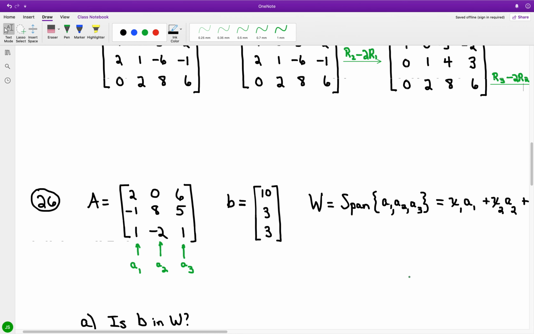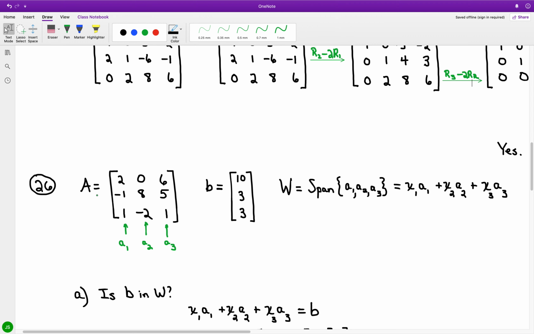Okay, now for what we have in number 26, we have a column vector B, where we have 10, 3, and 3. And we have A, a matrix that is comprised of 3 vectors, A of 1, A of 2, and A of 3. And we have 2, negative 1, 1, 0, 8, negative 2, 6, 5, 1.